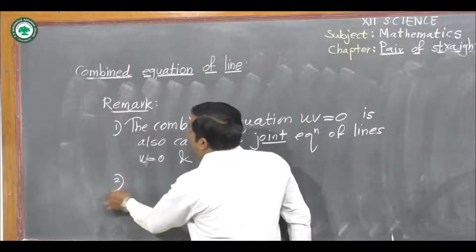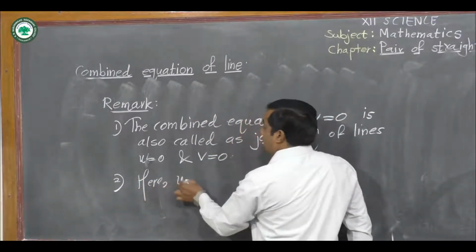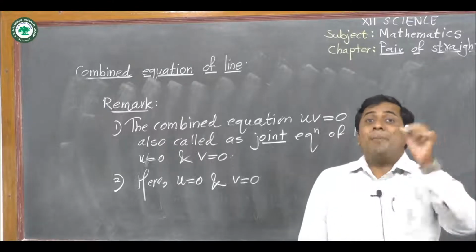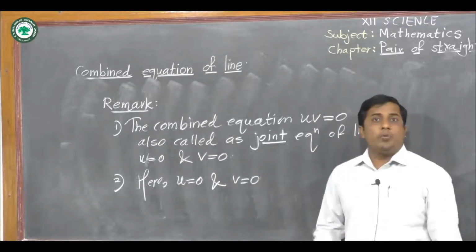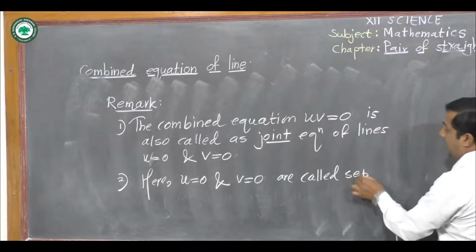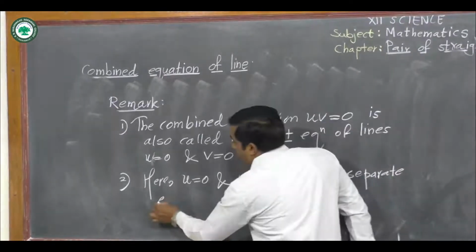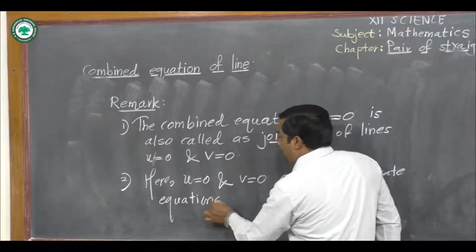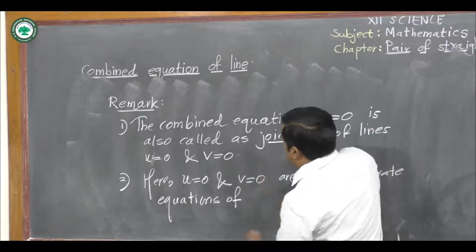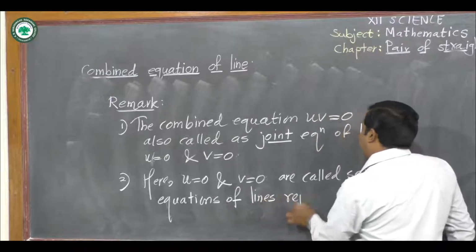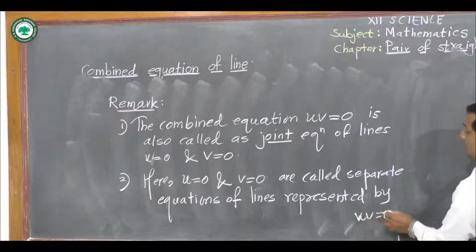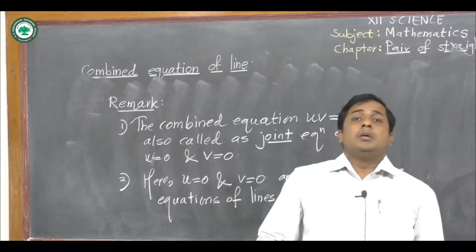Then in the second remark, we consider u = 0 and v = 0. These are called the separate equations of the lines represented by u into v is equal to 0. Okay, so remember this point also.